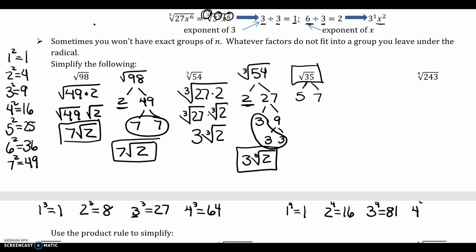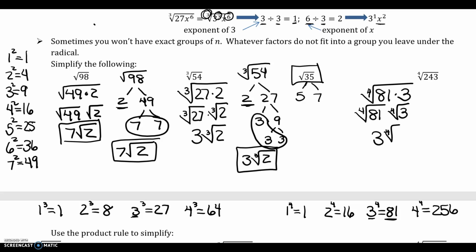Let's see, how about 4 to the 4th? Well, that's 16 times 16, that's 256. Too big. So this is the largest power of 4 that goes into 243. So I have 81 times 3 is 243. So I'm going to use my product property and split this up into 2 radicals. And here the 4th root of 81 I know is 3, so I get 3 4th root of 3. Final answer for this one.